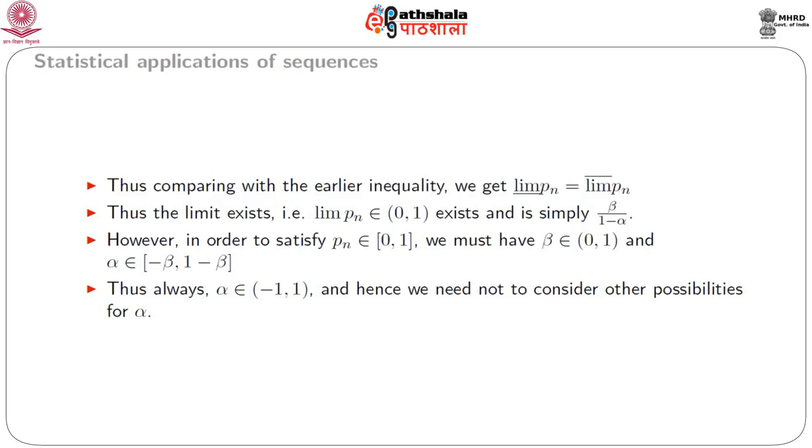However, since Pn is a probability, Pn must lie between 0 and 1, and in order to satisfy that, we must have beta belonging to [0, 1] and alpha belonging to [minus beta, 1 minus beta]. Thus, always alpha belongs to minus 1 to plus 1, and hence we need not consider other possibilities for alpha.